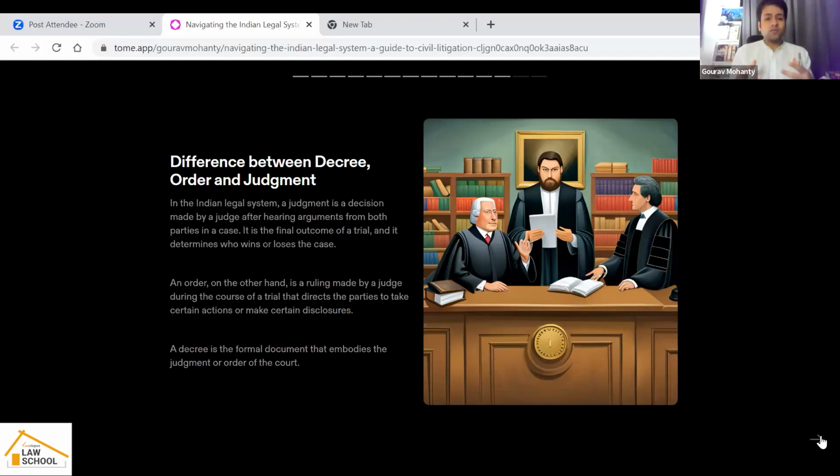So an order is just a ruling which is more of a procedural kind. This one was slightly heavy, so let me give you an example of a slightly less grave order. Let's say you're the defendant, you're Tony Stark, and you're partying in Malibu.